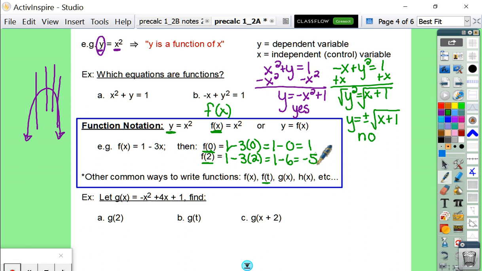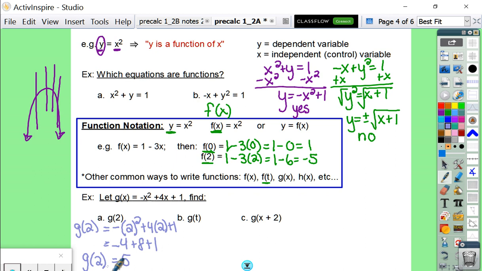So let's go ahead and look at a couple more problems. Now I have g of x is negative x squared plus 4x plus 1. Find g at 2. So for g of 2, in the x spot I'm going to put 2: negative 2 squared plus 4 times 2 plus 1. Well, 2 squared is 4, so negative 4 plus 8 plus 1. 8 minus 4 is 4, plus 1 gives me 5. So my value of the function when x equals 2 is equal to 5.